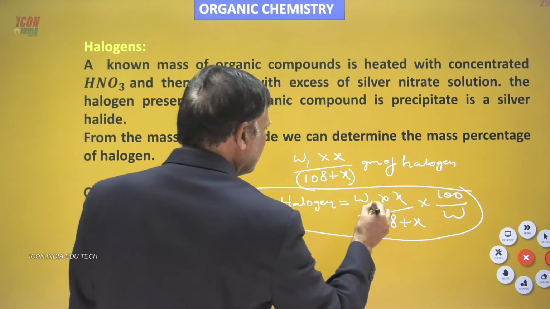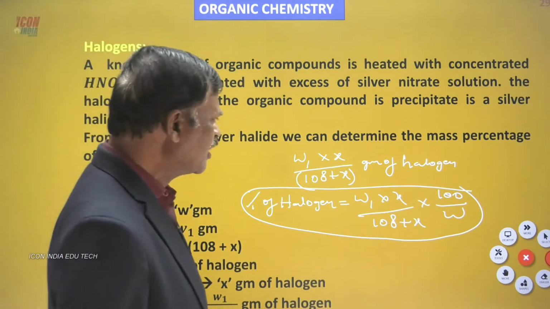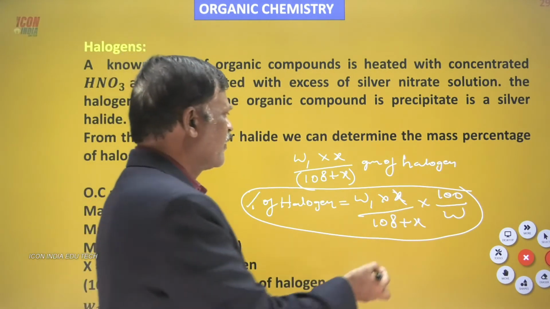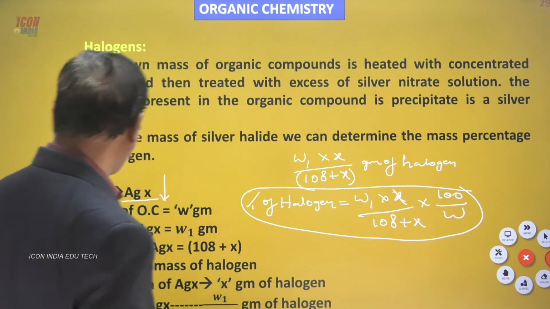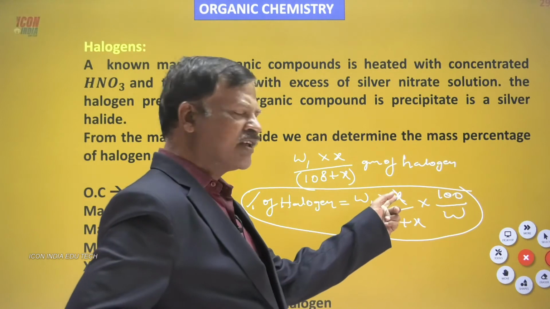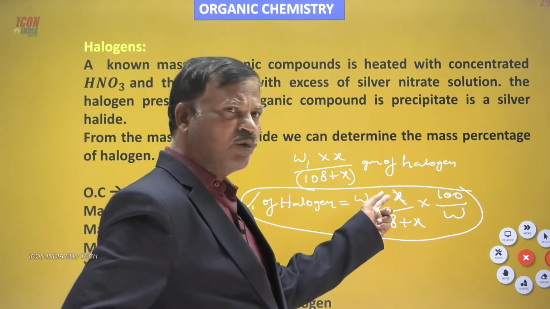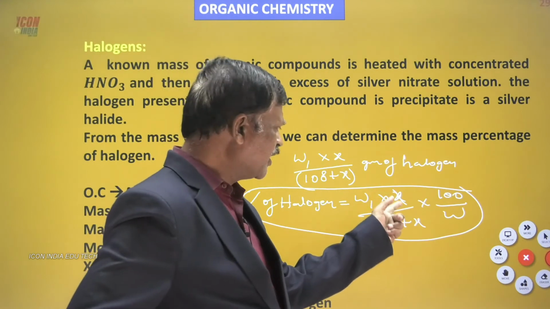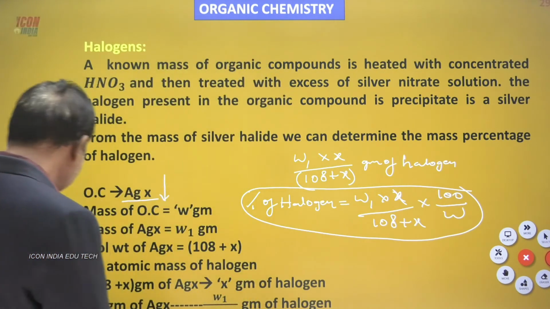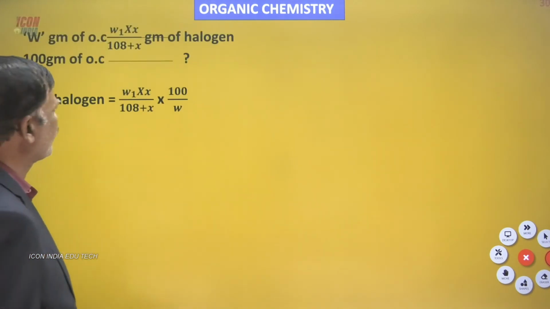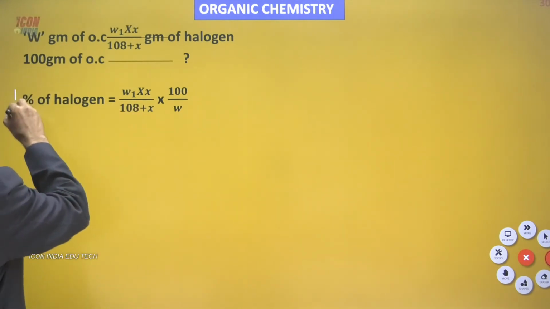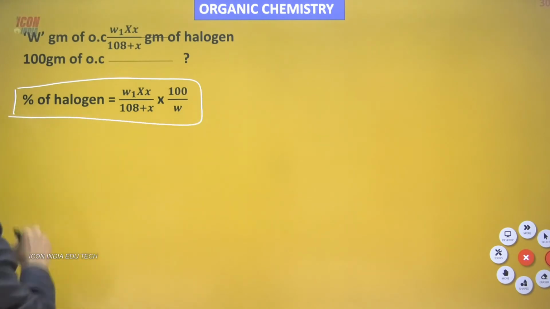So what is this? W1 is the mass of silver halide obtained in the Carius method. What is this X? Atomic mass of halogen. W is the mass of organic compound. So if it is chlorine, it is 35.5. If it is bromine, it is 80. If it is iodine, 127. Okay, this we have done already. This you have to note down.